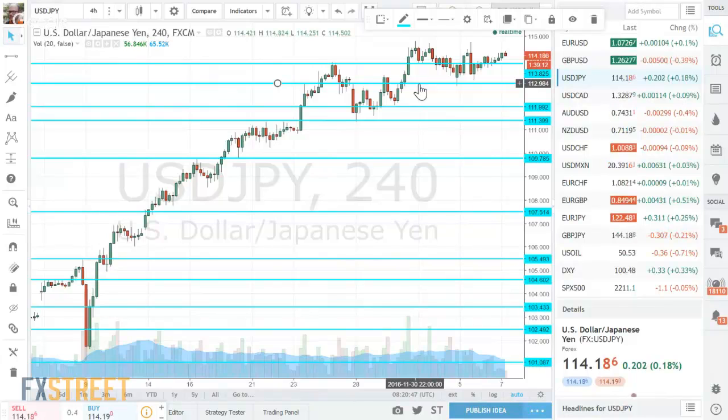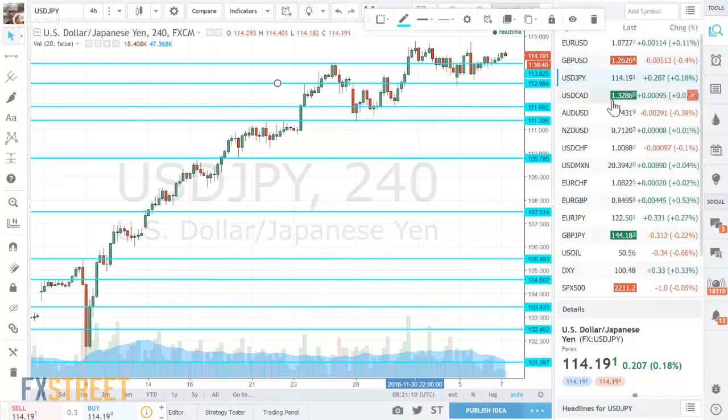Look at the way it separates ranges, serving initially in mid-November as resistance and later on as support. To the top side, we have 115 and then 116, which used to be a line in the sand for the Bank of Japan. So we have quite a few round numbers here on dollar yen, another popular currency pair.